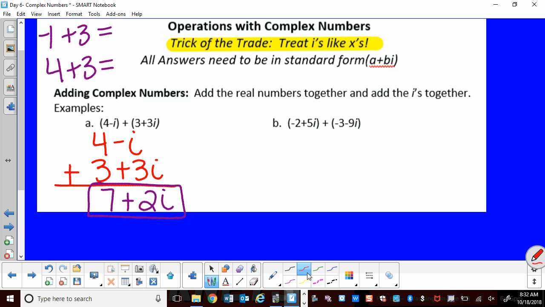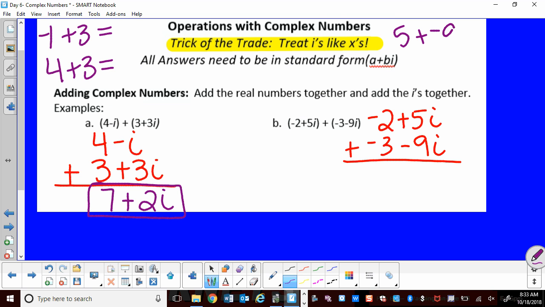Alright, for letter B, I have negative 2 plus 5i plus negative 3 minus 9i. I want to add my i's first. So I have 5 plus negative 9. What's 5 plus negative 9? So we have negative 4i. And then I have negative 2 plus negative 3. What do we get there? So negative 5 plus 4i is my answer.